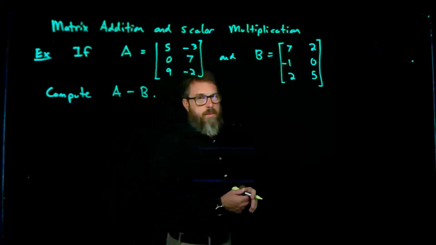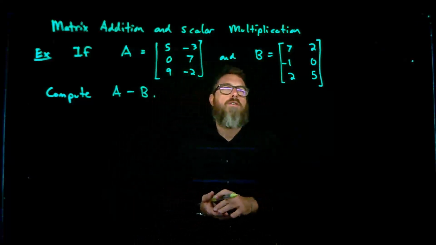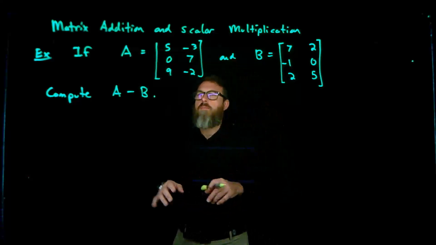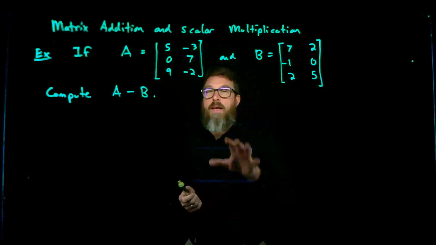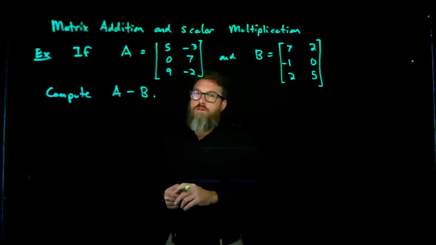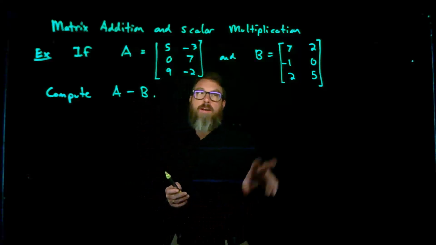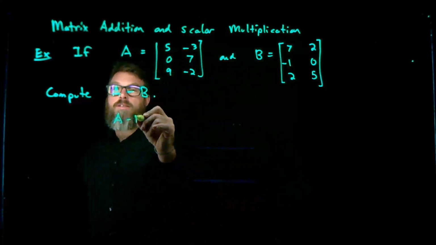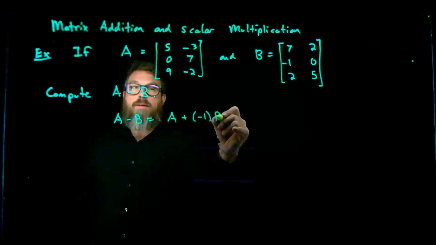All right, so here's our example. If A is this 3 by 2 matrix, and B is also a 3 row, 2 column matrix, then I can compute the subtraction of A and B. The reason I can compute the subtraction is because I can add the two matrices, since they have the same size. And I can also find negative B if I find the opposite of this matrix. So A minus B is the same thing as A plus negative 1 times B.